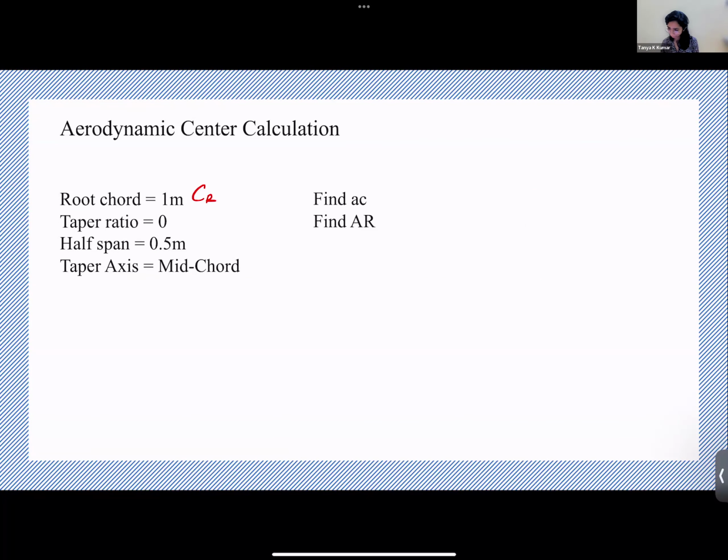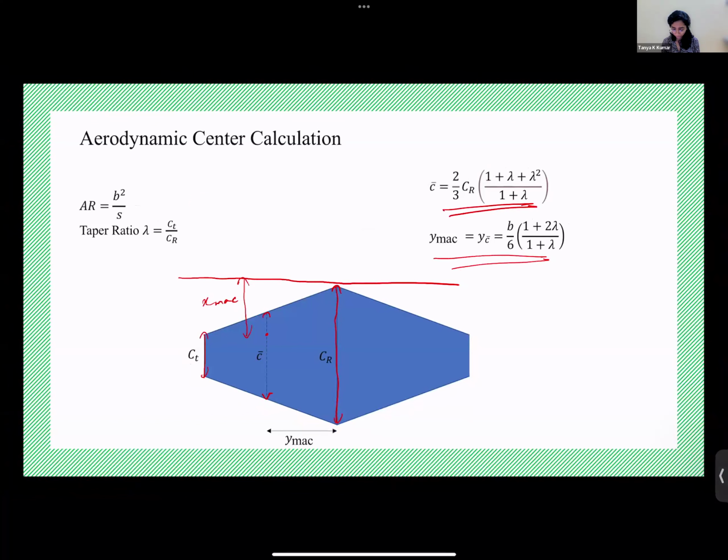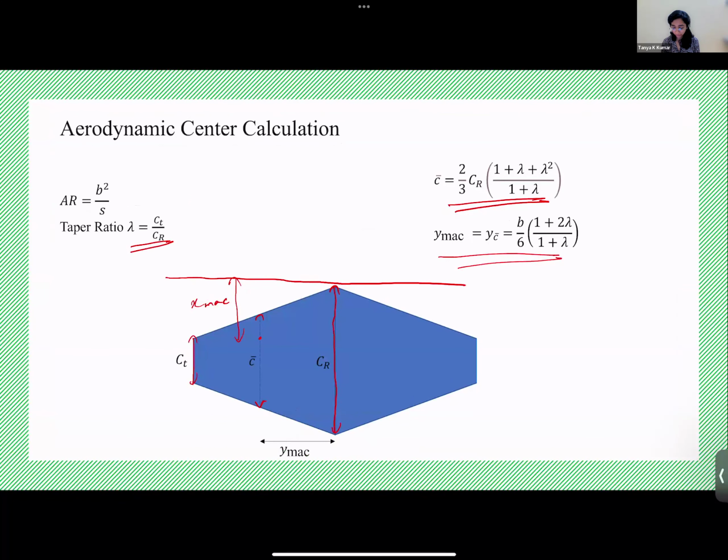They've given you taper ratio as CT by CR. So if it's a rectangular wing, what will the ratio be? Taper ratio for rectangular wing. What will it be? One, correct. What if it's a triangular wing?